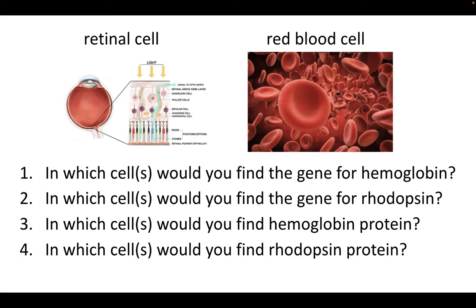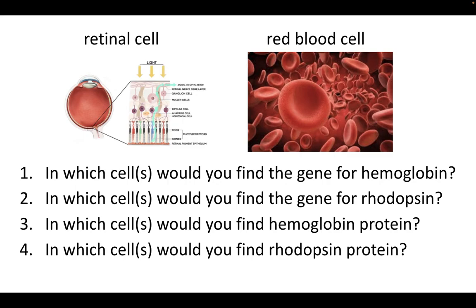Take a minute to look at these questions. We're comparing a retinal cell, which is a cell in the back of your eye, to a red blood cell. So look at these 4 questions, pause the video, and try to answer. So for 1 and 2, you would find both genes in both cells because all of your cells have the same DNA. So you would find the gene for hemoglobin in both the retinal cell and the red blood cell. You'd find the gene for rhodopsin in both the retinal cell and the red blood cell.